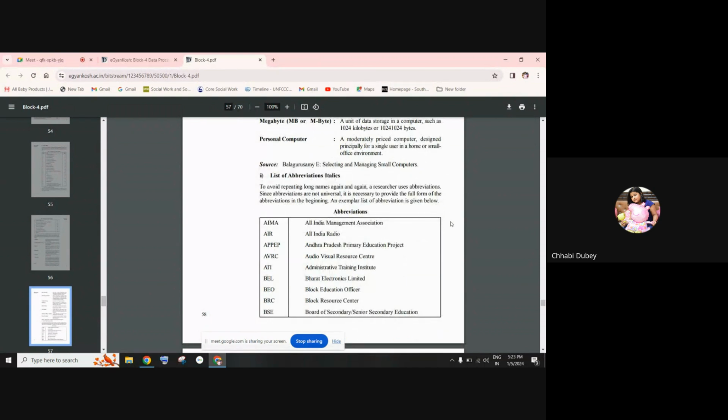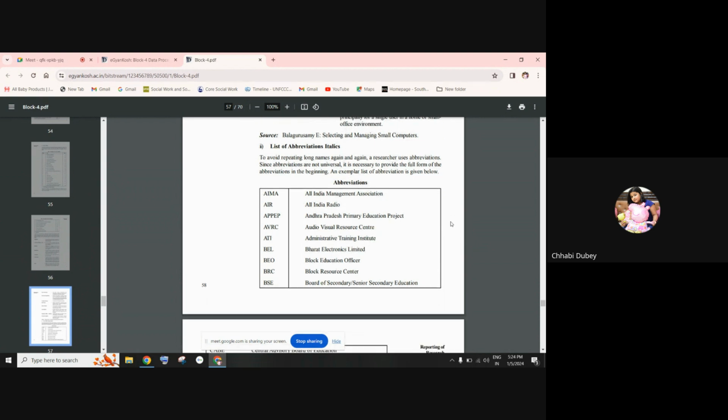After this, we will also draw a list of the abbreviations. Many a time, we will find that some kind of abbreviations may also be there in the research. So you have to make a list of all these abbreviations that have been used frequently, so that it is clear what the abbreviations that we have used actually mean. Okay, so this is an example of how an abbreviation list can be made.